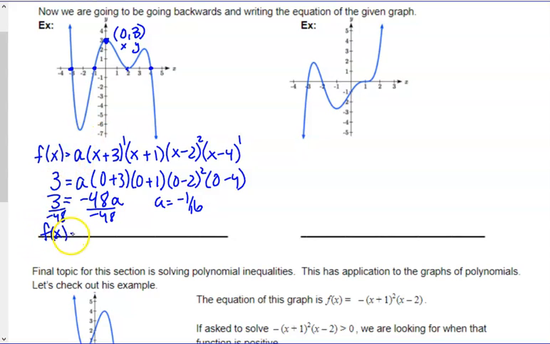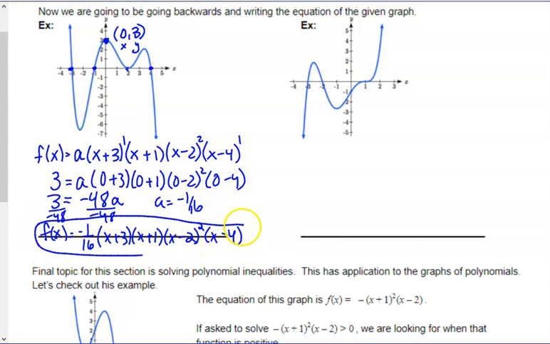And so I can plug that right back in here and get my final answer. So f(x) is -1/16 times (x plus 3) times (x plus 1) times (x minus 2) squared times (x minus 4). And that's your final answer. My watch is talking to me.